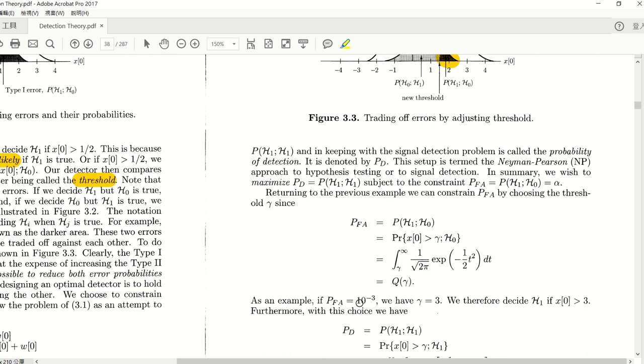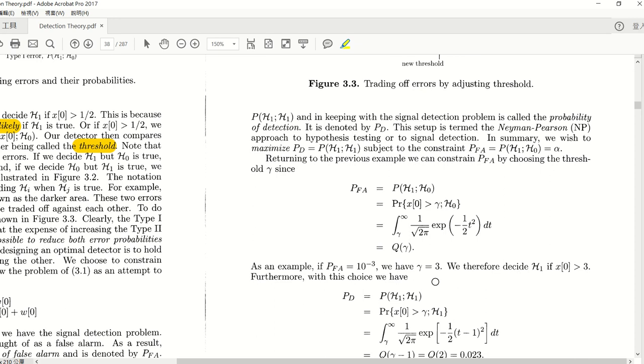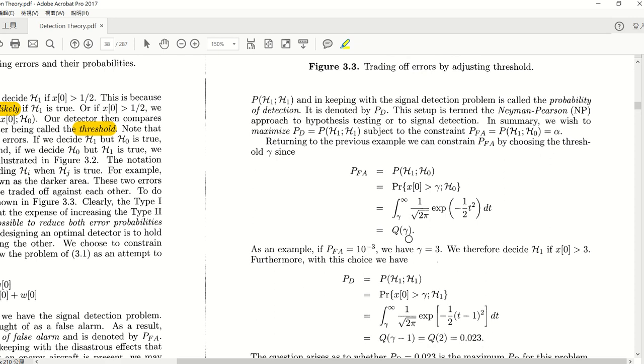And how do you know 10 to the minus 3 corresponds to gamma equal to 3? That is the question. I would say that needs to be solved numerically. Because if we set PFA to 10 to the minus 3, it becomes Q of gamma equal to 10 to the minus 3. Then you have to find a gamma value that corresponds to 10 to the minus 3, which is not trivial. It cannot be done by hand. It has to be done numerically because the Q function has no closed form.